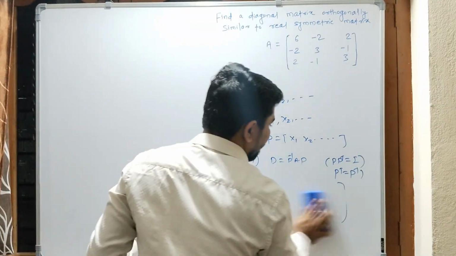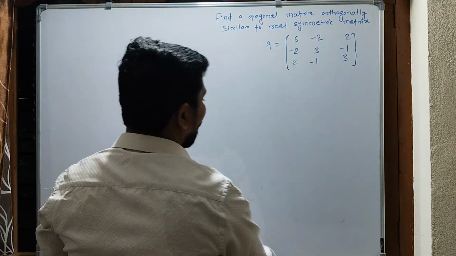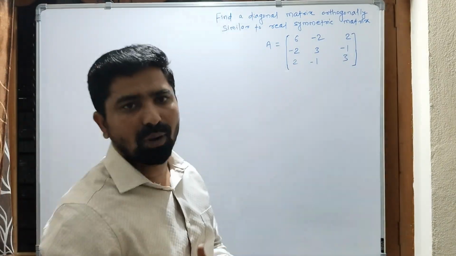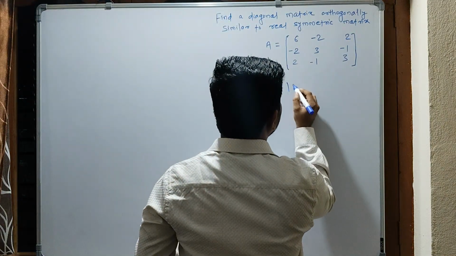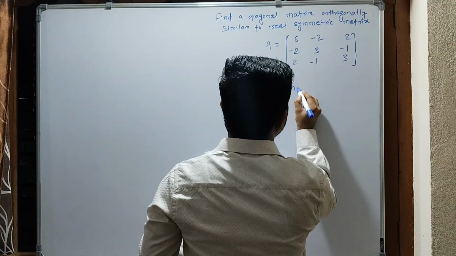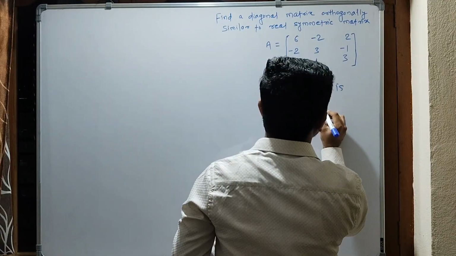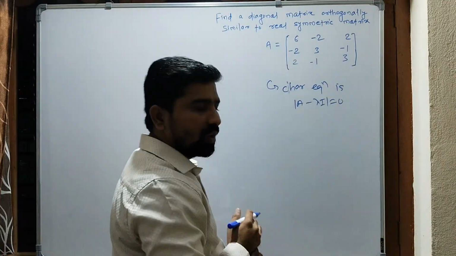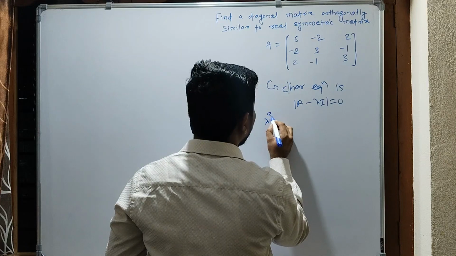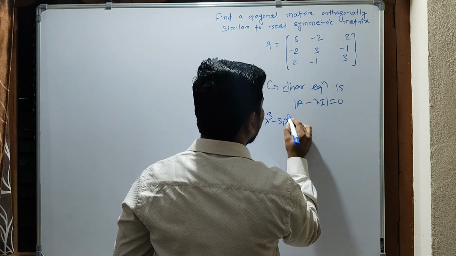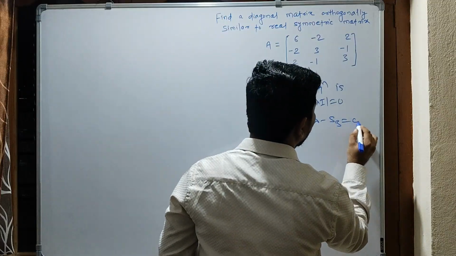So how to find the eigenvalues of this matrix? By using the characteristic equation. The characteristic equation of this matrix is the determinant of A minus lambda I equal to 0. After expanding this, you will get lambda cube minus s1 lambda square plus s2 lambda minus s3 which is equal to 0.